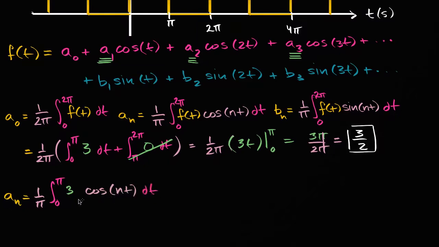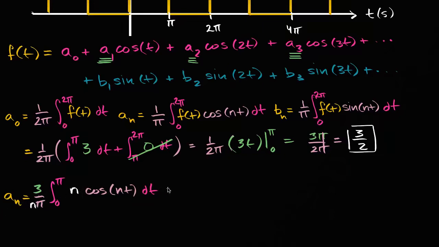Now, what is this going to be equal to? Well, we can do a few things. We could take our 3 and bring it out front. And we know that the derivative of sine of nt is n cosine of nt. So let's multiply the inside by n. And then we could also divide by n, but we could put that outside. It'd be n divided by n. We haven't changed the value.